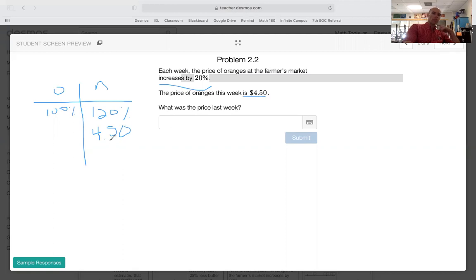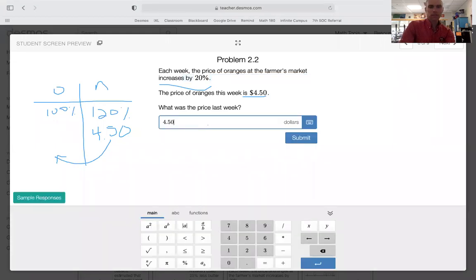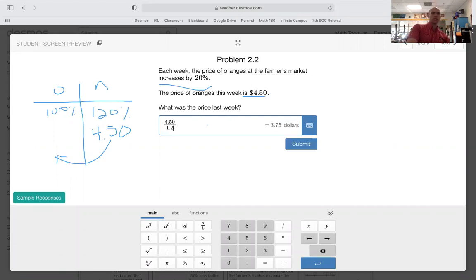And so to work our way backwards to the original, we have to divide by our K. And our K in this case is always the decimal version of the percent that matches the new amount. So in this case, I put a decimal point there. It shouldn't really be there. But it's going to be 1.2, right? 120% as a decimal is 1.2. So let's punch that in here. We're going to do $4.50 divided by 1.2. So the price of the oranges last week was $3.75.